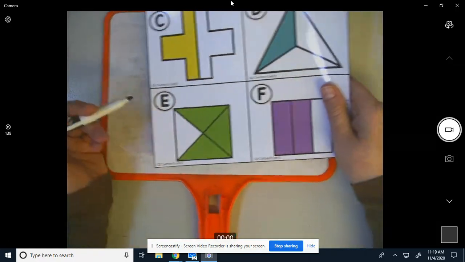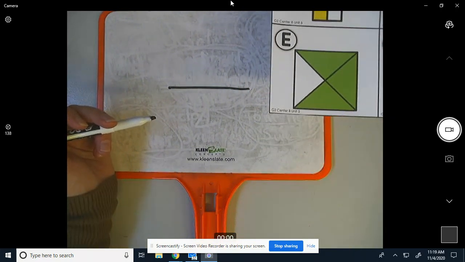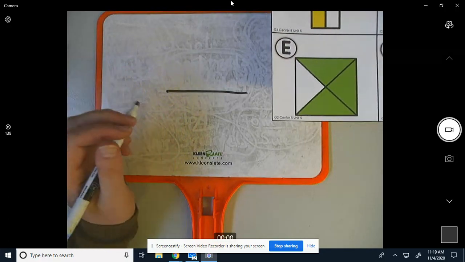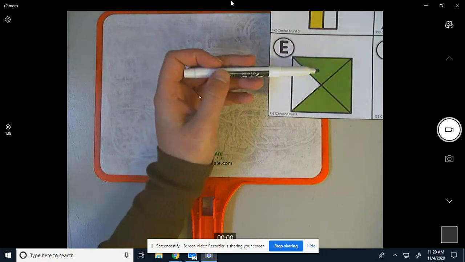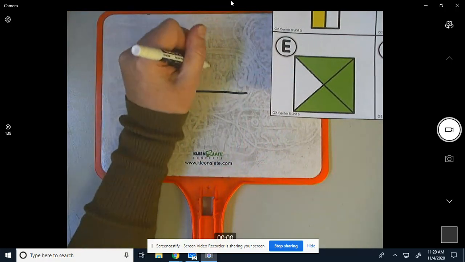Okay, so on the top, what goes on the top? Say it out loud if you know it. What number goes on the top? The ones that are shaded or colored in. So let's count how many are shaded. 1, 2, 3. 3 are shaded.